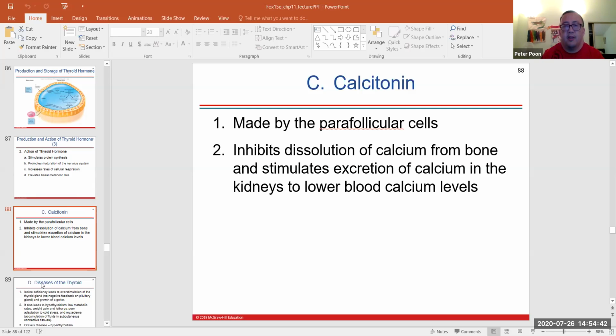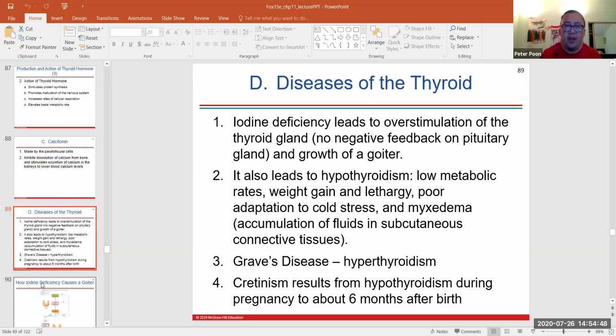Calcitonin is made by the thyroid. This is all true, but it hasn't really been shown to me to be a big, huge regulator in humans.